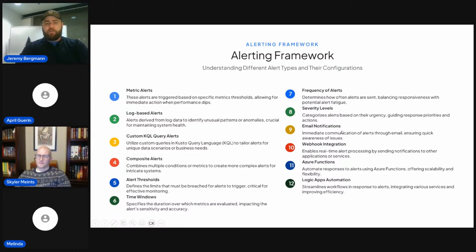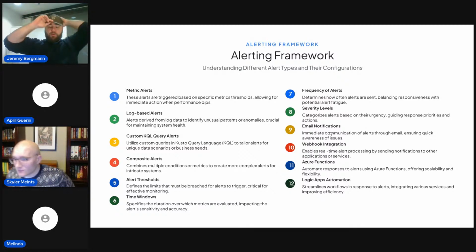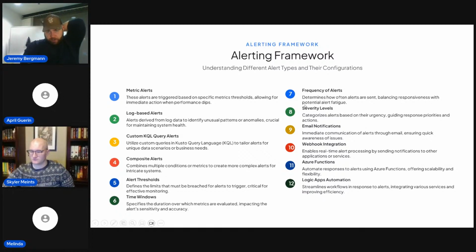You can create email notifications to be able to alert yourself through email. Very useful if you need to correct an issue immediately. You can set severity levels on alerts, which is really good, because that's always the problem with generating alerts: you could generate 1 billion of them, and most of them aren't that important, and then you end up ignoring the most important ones. So making sure you have severity levels on them. Webhooks integration, you can integrate it with Azure Functions, and then Logic Apps also.